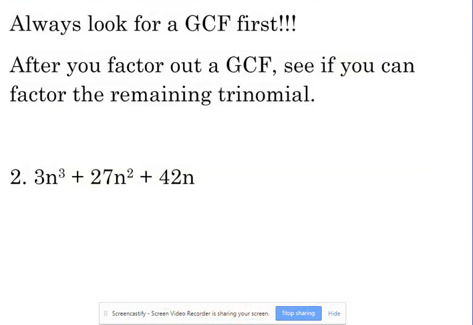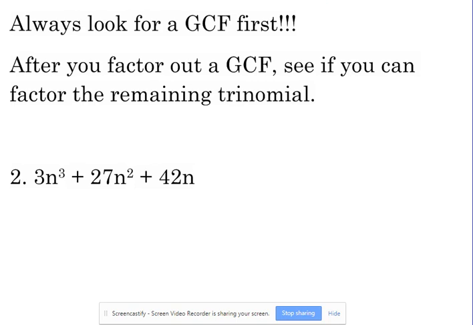So first thing that we need to remember is anytime we're asked to factor, we should always look for a GCF. Very first thing. And then after we take out the GCF, we need to see if we can do any further factoring. So let's look at number 2 there on your paper: 3n cubed plus 27n squared plus 42n. We're going to start by looking for that GCF. Do all 3 of my terms have something or more than one something in common?